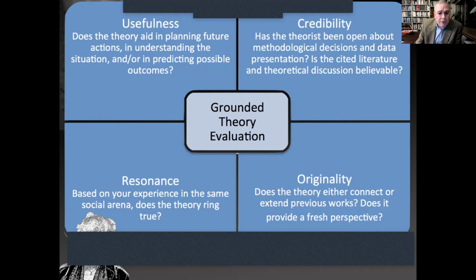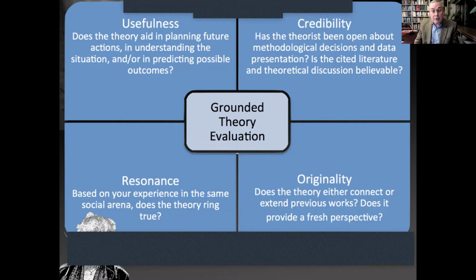Kathy Charmaz has suggested that you can look at a grounded theory to evaluate it. How useful is it? Is it believable? You see, grounded theories are written usually first and foremost for people that are in that area. They can be abstracted further up to a higher level theory. Most people don't do it, but it can be done. Does it resonate with you?